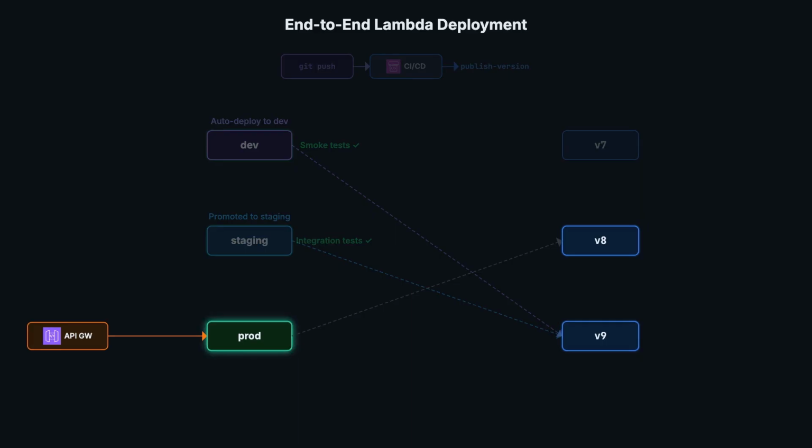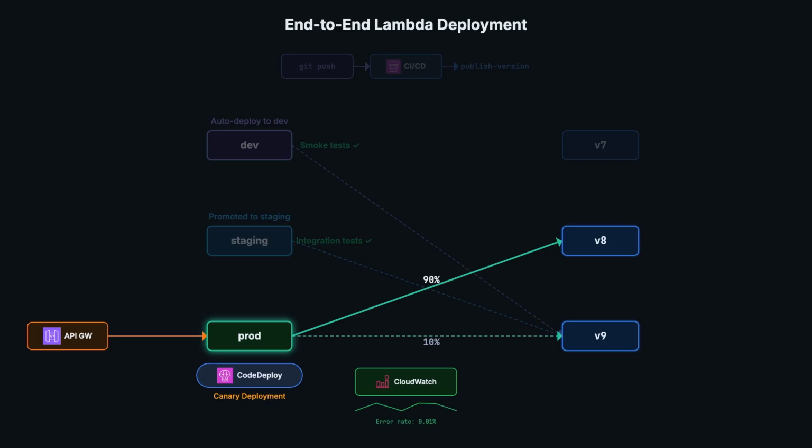Now the big one, production. CodeDeploy kicks off a canary deployment. 90% of traffic stays on v8, just 10% goes to v9. Your users don't notice a thing. CloudWatch is watching. Error rates look flat, so we gradually shift 70-30, 50-50, 20-80. All healthy. v9 takes 100%. Clean promotion. The whole process may take 15 minutes, but it's fully automated.